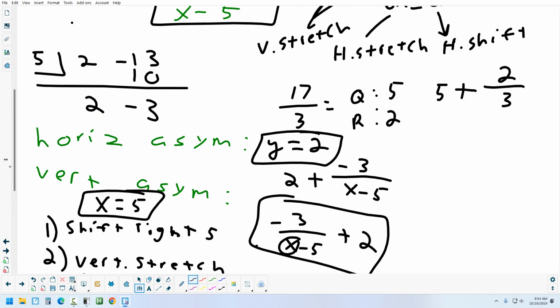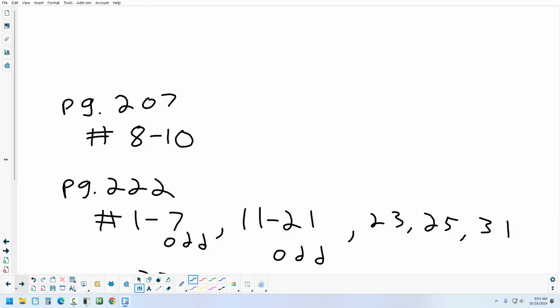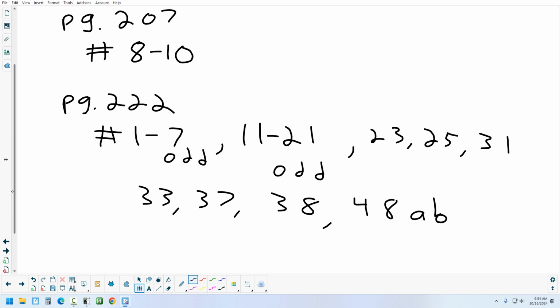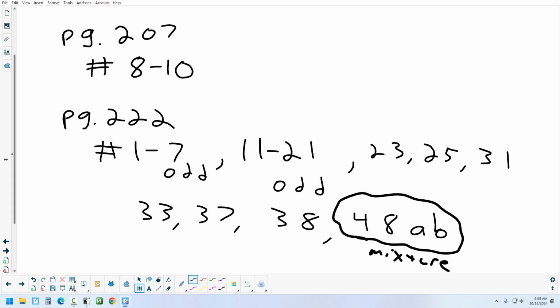Okay. So that's a good place to stop. Which one didn't we do? Oh, the mixture problem. We'll do the mixture problem tomorrow. So I think 48, A and B, that's the mixture problem. I don't expect you to be able to do that one. So if you get up to 38 on page 22, that's fine. And then on 207, 8 through 10, that's graphing and finding an intercept. Okay, so we're going to do 48 when we go over the homework tomorrow, if you don't get it.